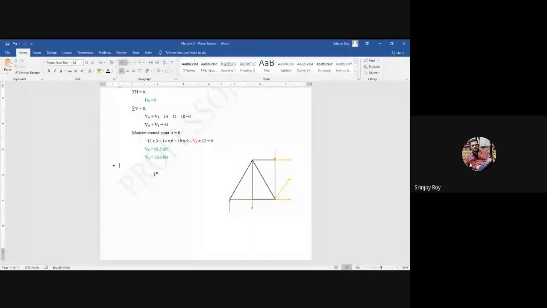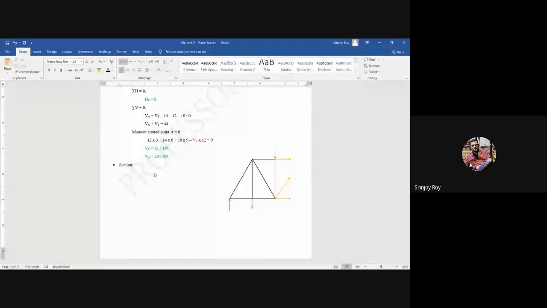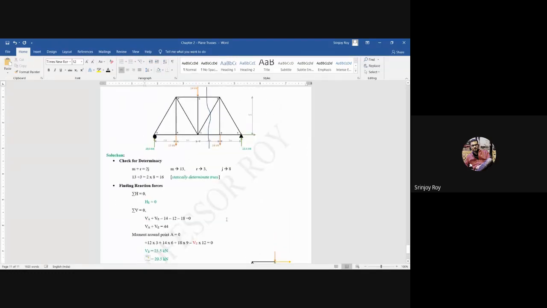Section analysis. I call it as section analysis. Right. First thing, net horizontal forces equal to 0. Clear? Now, what are the net horizontal forces? Please, यहाँ से देख लो, यहाँ से देख लो. What are the horizontal forces present? Can everybody see?